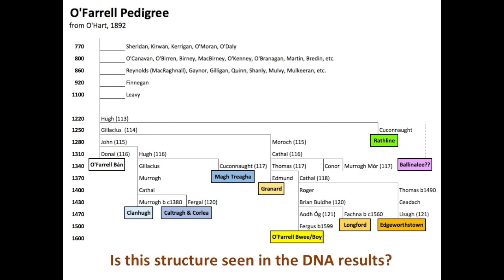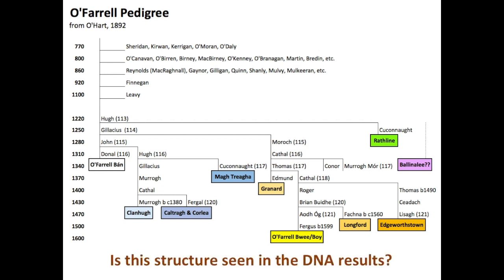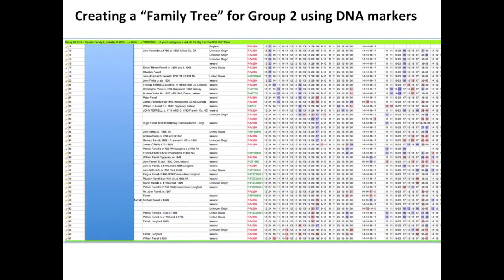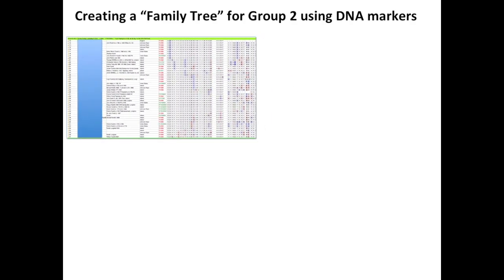And we have our Farrell pedigree based on O'Hart, which in turn was based on Roger O'Farrell's Linea Antiqua. Is this structure of the different Farrells, the Farrell Bone, the Farrell Bui, seen in the DNA results? Short answer is no. But in order to get there, I had to take the DNA values of all 46 members of the project. I had to download them into a CSV file.